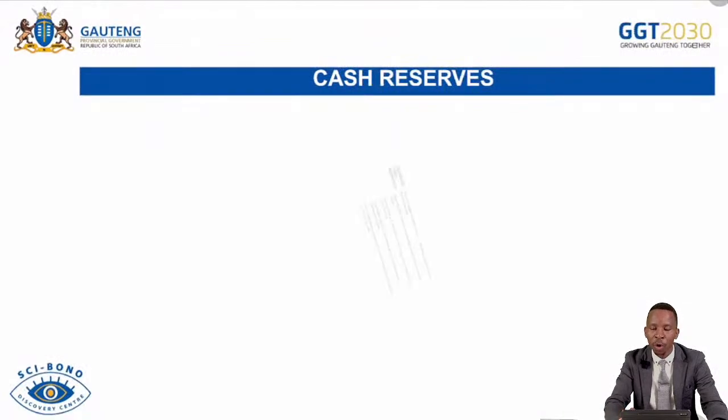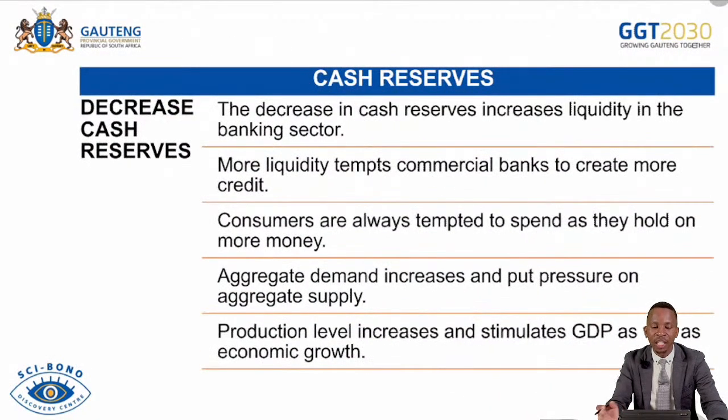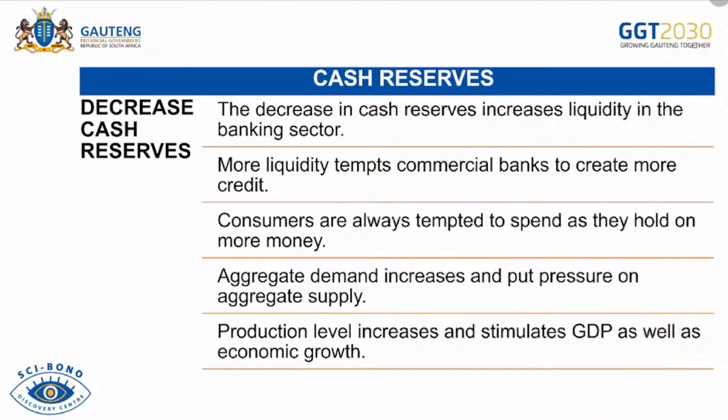The cash reserve or reserve requirement ratio, or cash reserve requirement. So if ever it's being decreased, what will happen in the economy? A decrease in cash reserve increases liquidity in the banking sector. More liquidity tends to make commercial banks give money for loans or create credit. Remember, creating credit is the main objective.